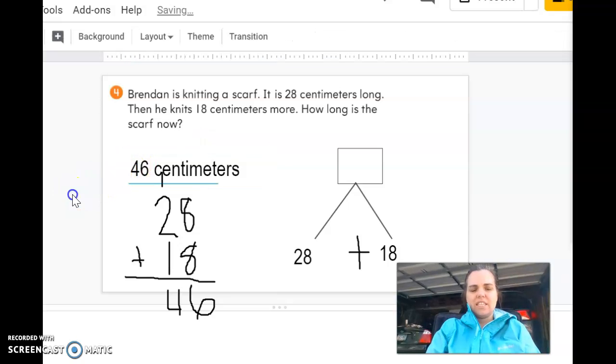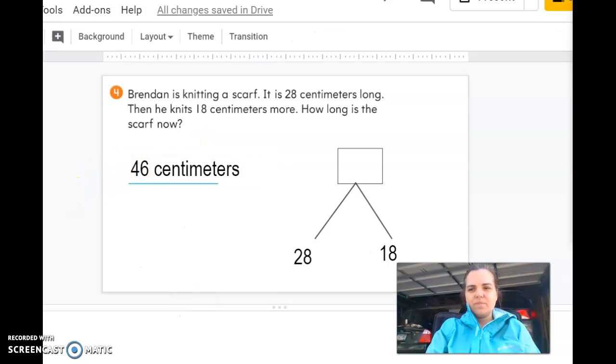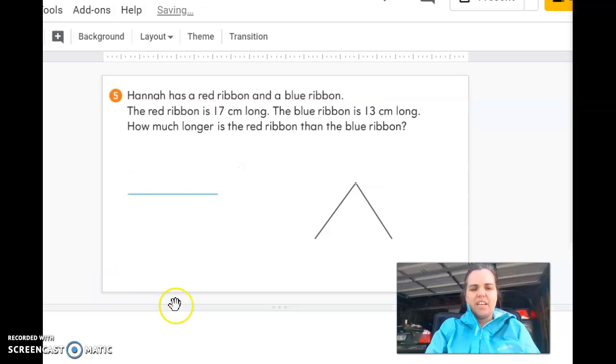Centimeters. 46 centimeters. Nice job. All right, number 5. Hannah has a red ribbon and a blue ribbon. The red ribbon is 17 centimeters long. The blue ribbon is 13 centimeters long. How much longer is the red ribbon than the blue ribbon?